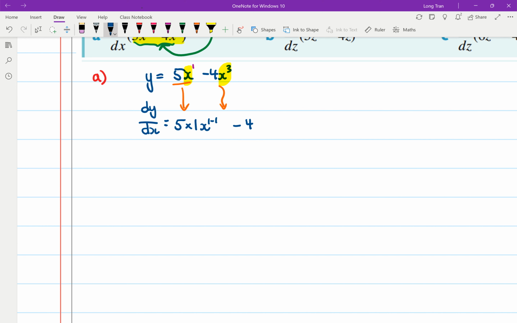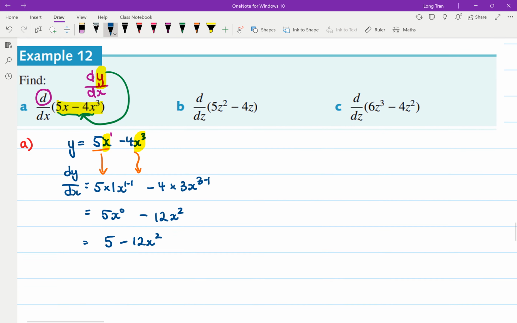Minus 4 stays the same, but it's times by 3 times x to the power of 3 minus 1. And so that simplifies down to 5x to the power of 0 minus 12x squared. So that simplifies to 5 minus 12x squared. Okay. And then if you have a look at the next one, so we now have b.